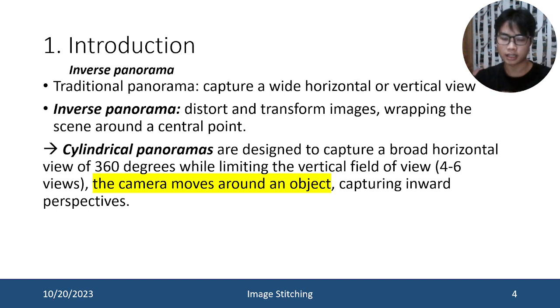Cylindrical panoramas are designed to capture a broad horizontal view with 360 degrees width, limiting the vertical field of view, with 4 to 6 views. The camera moves around an object, capturing an inward perspective.